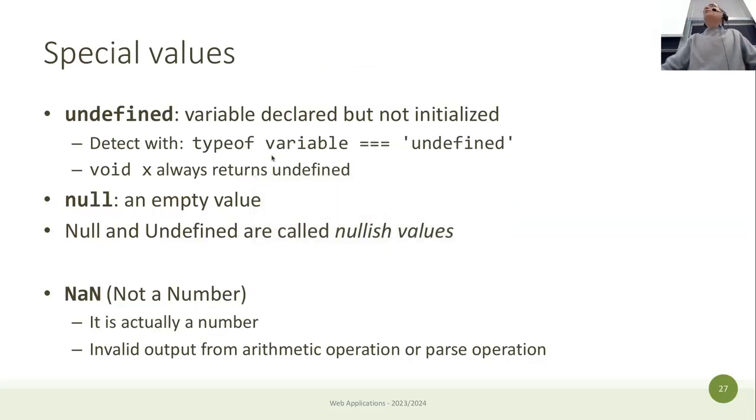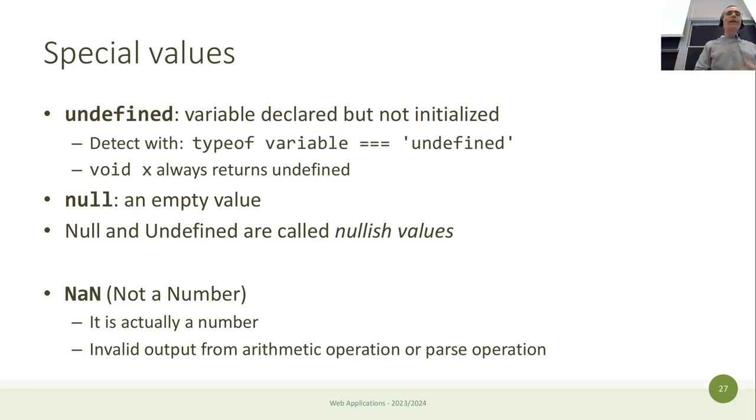So basically undefined is the default value of variables before you put a value inside the variable. You define a variable, nothing inside, that's undefined. You return nothing from a function, the return value of the function is undefined.